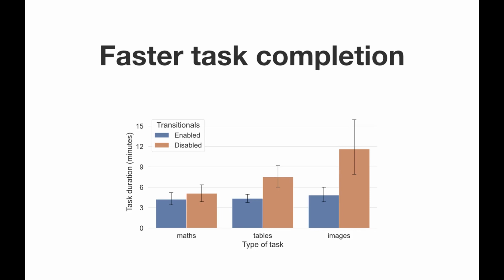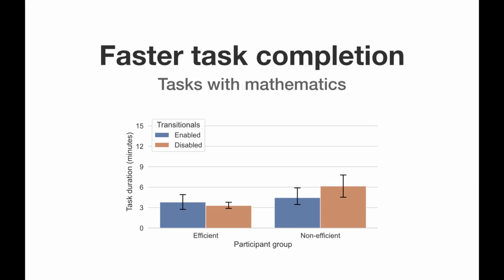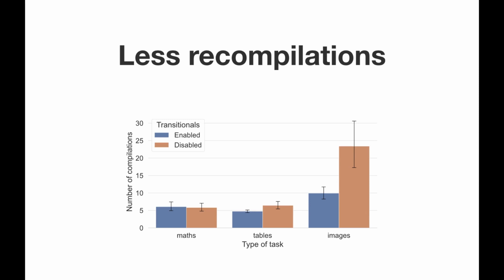The results show that with access to transitionals, participants completed tasks with tables 42% faster and tasks with images 58% faster. While the difference is not as pronounced for tasks with mathematics, transitionals still benefited the least efficient participants, who completed them 28% faster. In addition, with access to transitionals, participants compiled code of tables 26% less often and code of images 58% less often.